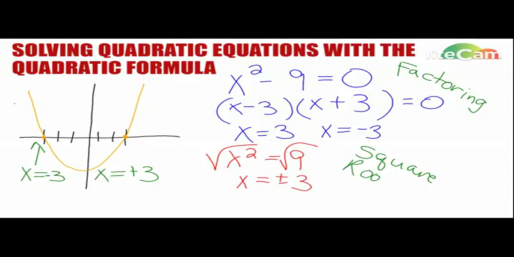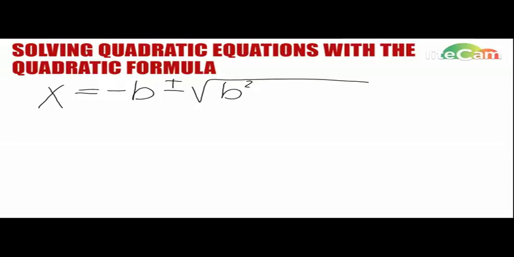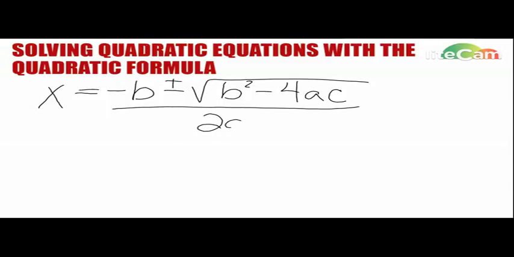Now here's the thing. Not all equations are going to work this way. I can't factor everything, and I can't use the square root method on everything. Sometimes I'm going to have to use another method. The quadratic formula is -b plus or minus the square root of b squared minus 4ac all over 2a.